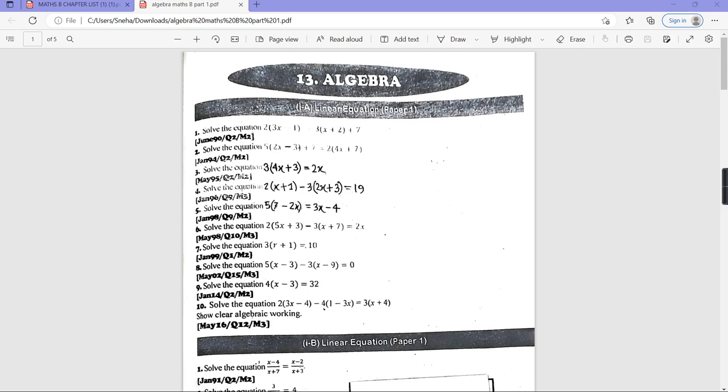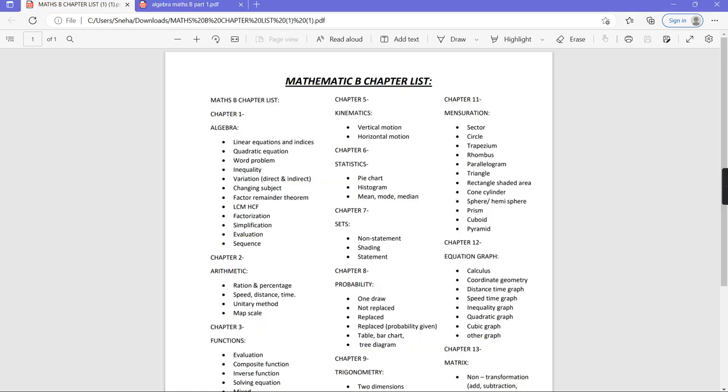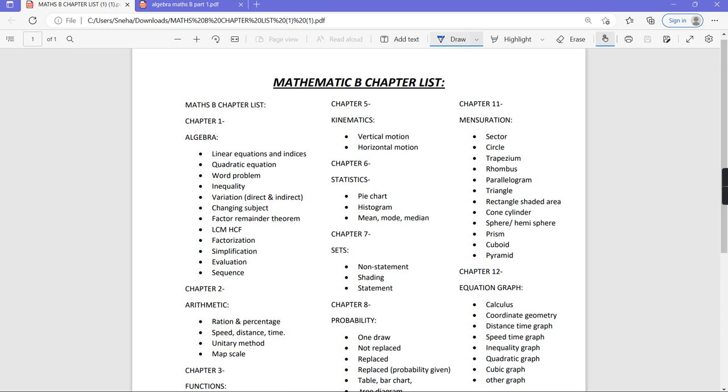Hello guys, in this video we are going to start solving the basics of algebra. We're not solving any question papers here, we're solving the entire concept for algebra. So in our Maths B algebra, there are these many topics that are submerged under the algebra heading.